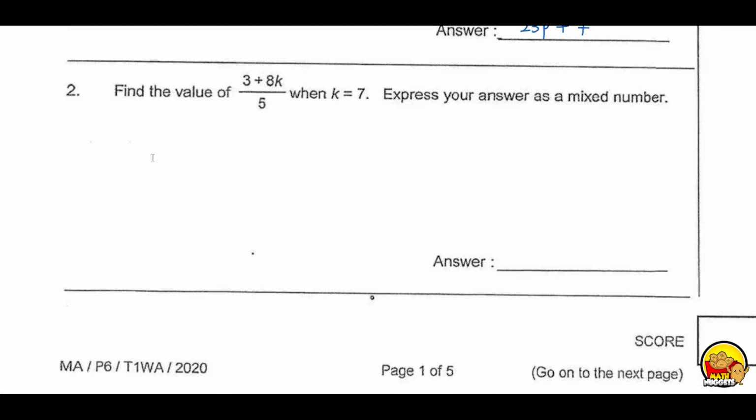Question 2, we're supposed to substitute. Find the value of 3 plus 8k when k is equals to 7. So when k is equals to 7, this becomes 3 plus 8k. 8k means 8 times 7, which is 56. So 3 plus 56 over 5. So that gives us 59 over 5.